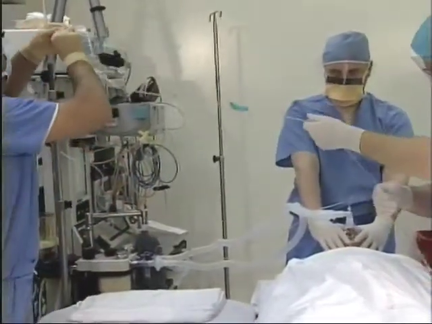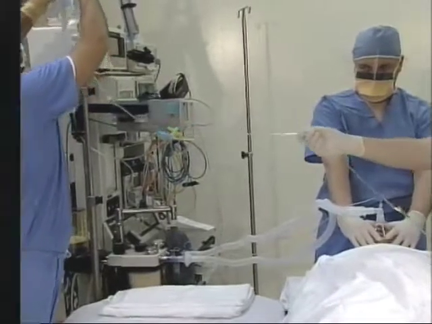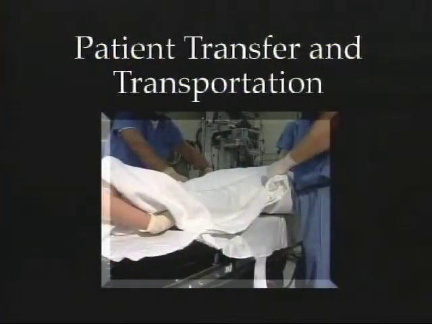Typically, 4 individuals are needed to transfer the anesthetized patient from the OR table to the gurney. The anesthesia provider remains at the patient's head and coordinates the transfer. Additional team members position themselves at the patient's sides and feet.